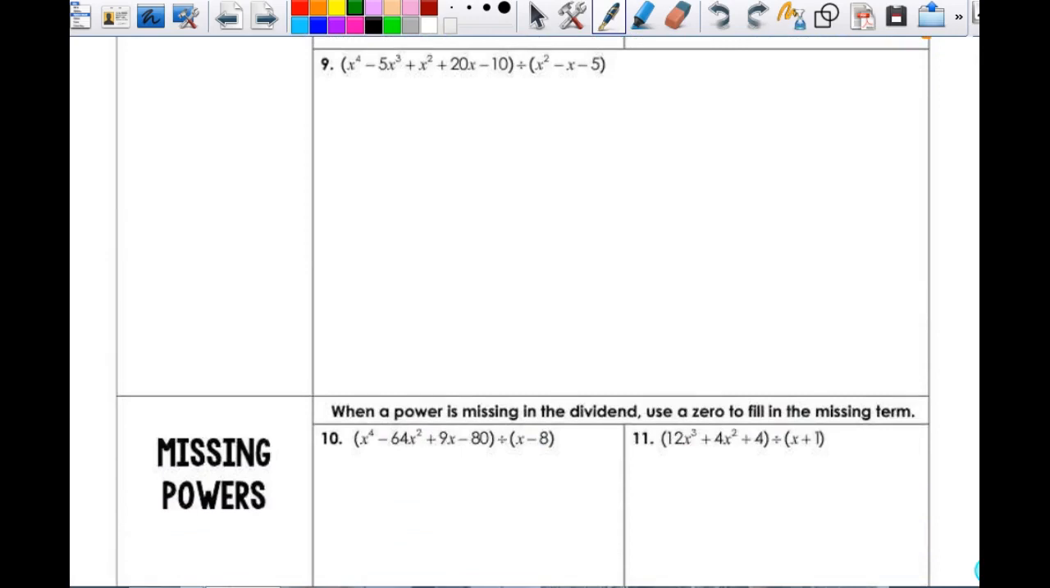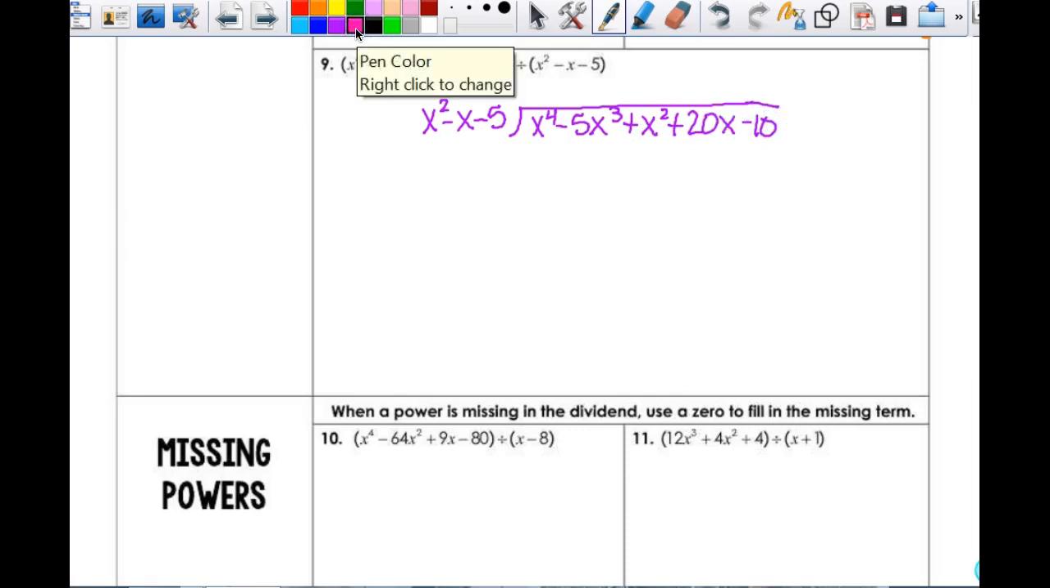Just because the problem is longer or has more stuff in it does not necessarily mean that it's more difficult. We've got x squared minus x minus 5 divides into x to the 4th minus 5x cubed plus x squared plus 20x minus 10. So x squared, and not instead of x, doesn't really matter, same process. X squared divides into x to the fourth, and you're left with x squared. You put it over the x squared term.